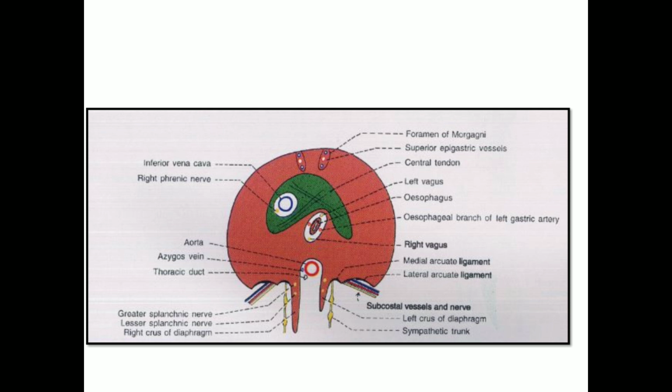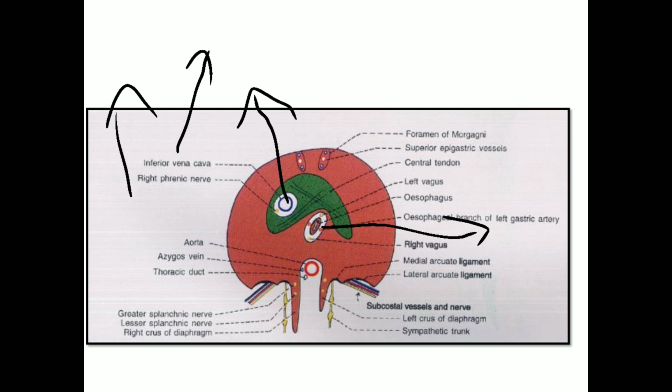You can see in the center here, T8, that is for the vena cava opening. The vena cava opening is for the inferior vena cava and right phrenic nerve. Next you are seeing the esophageal opening for the left gastric artery and the vagus nerve. And next comes the aortic opening for the aorta, azygos vein and the thoracic duct. You can clearly see that. Next is the small opening which you have spoken about, that is for the crus.